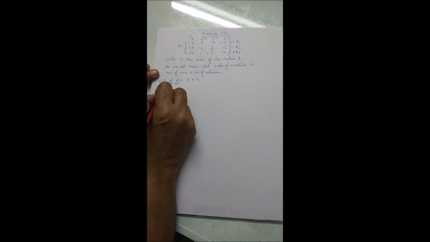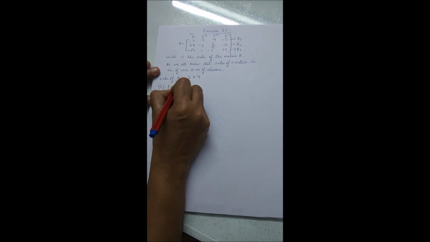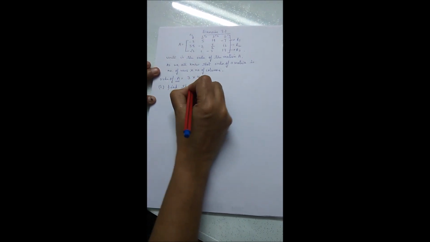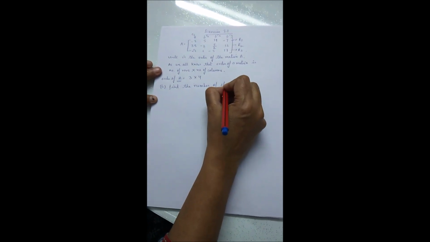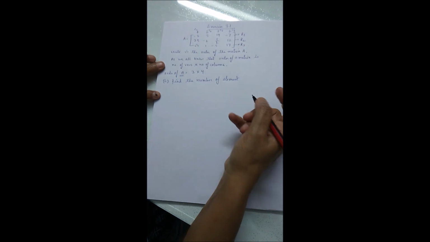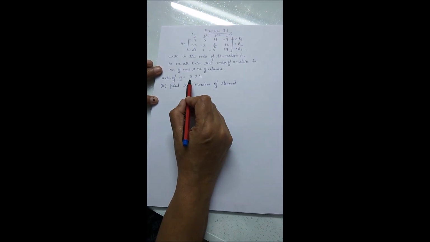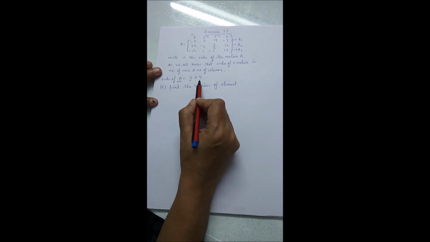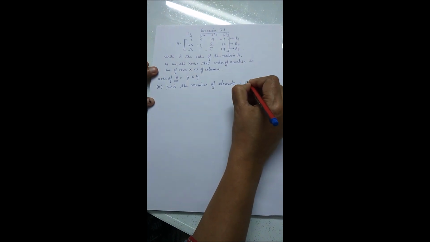The second part of this question asks that we have to find the number of elements present in this matrix. So the number of elements present in a matrix is the multiplication of the number of rows by number of columns. So 3 multiplied by 4, that means it will be 12.